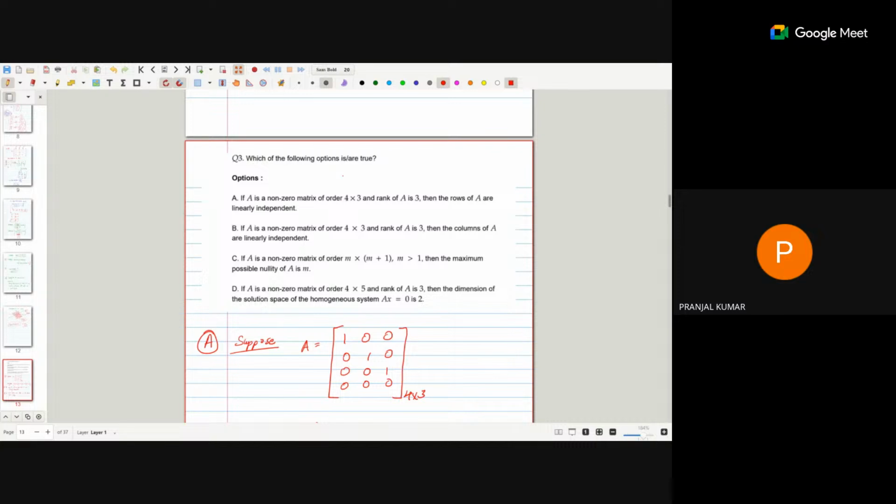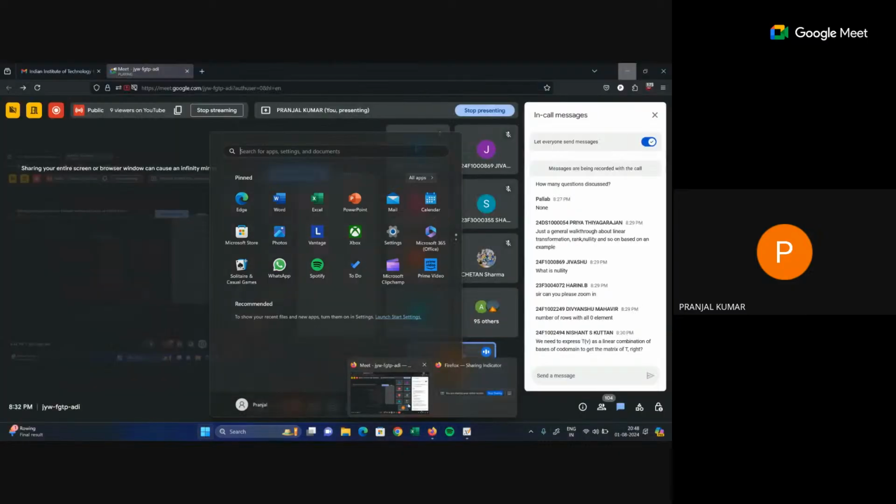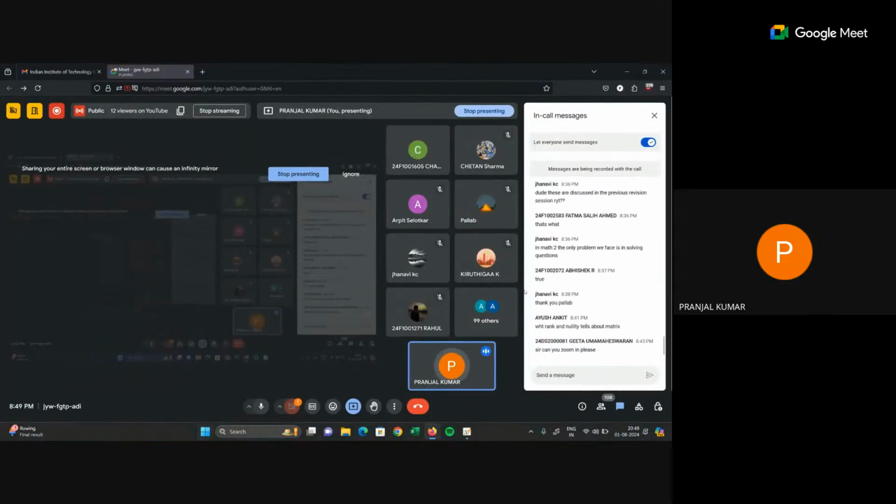Okay, so now question three. Which of the following options are true? If A is a non-zero matrix of order 4 cross 3 and rank of A is 3, then rows of A are linearly independent. Just wait a minute. Please try to mute yourself and only unmute if you have a doubt, because otherwise the background noise becomes too much.